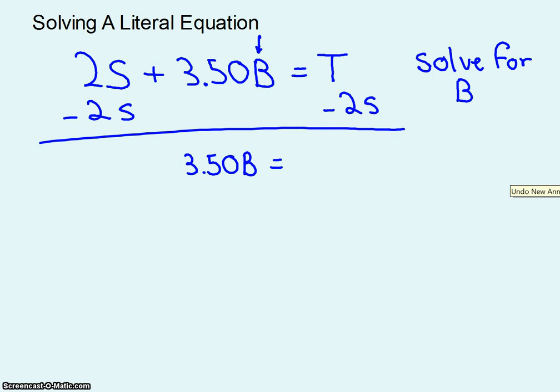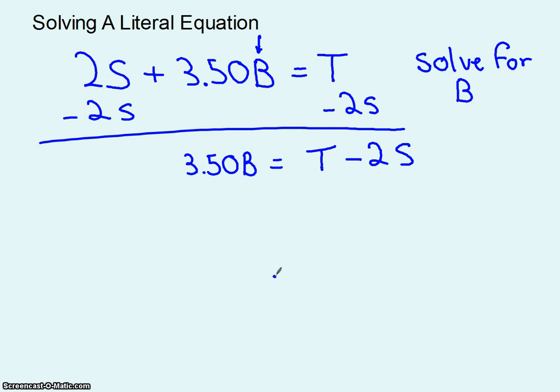Well, wait a minute. How do I write this? T minus 2S. Well, they're not like terms. One's got a T on it, one's got an S on it. I can't combine them into one thing, so I'll just write it the way it says. T minus 2S. And we won't worry about trying to combine things. We'll just write it as one statement. Okay? Now, is B by itself yet? No. But it's closer.